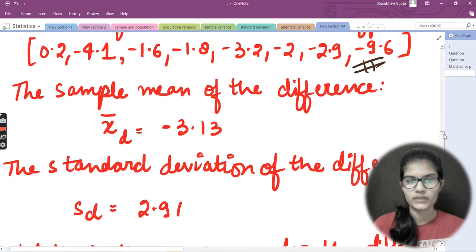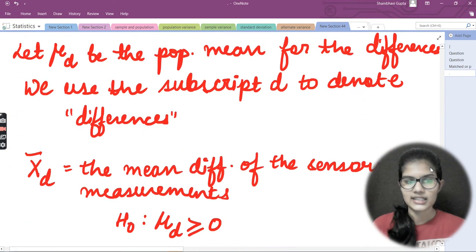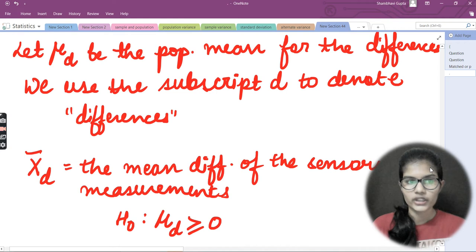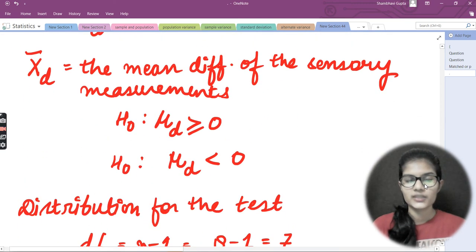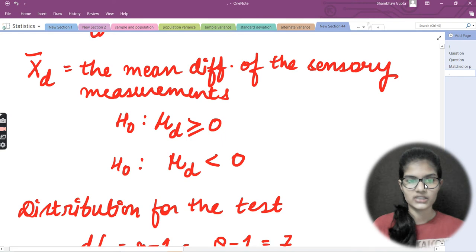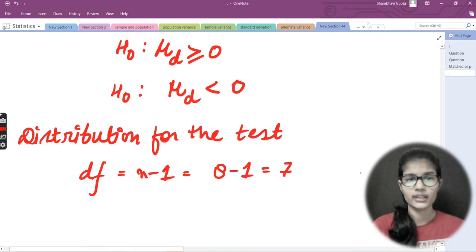So we had found the sample mean and the standard deviation. Then we put that let mu d be the population mean. For the differences we use the subscript d to denote differences. Okay, x bar d was basically the mean difference of the sensory measurements, right? H naught, that is basically my null hypothesis, was mu d is greater than or equal to 0, right? And the alternative hypothesis was that mu d is less than 0.